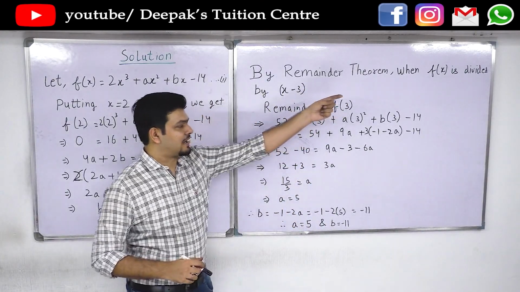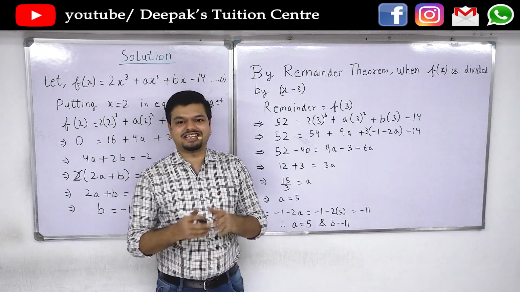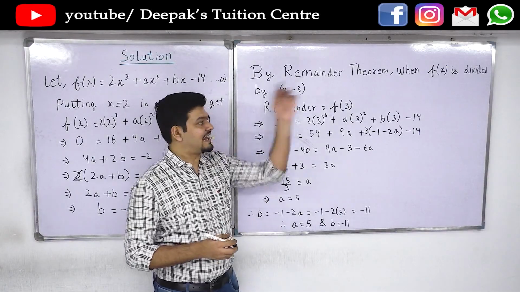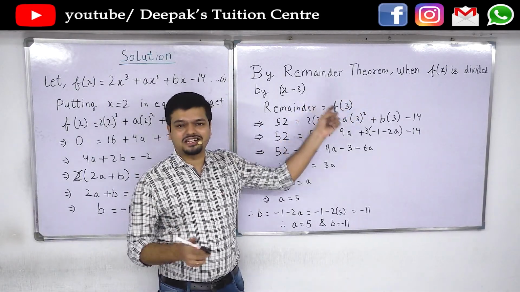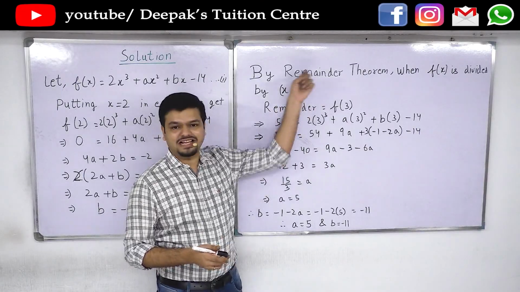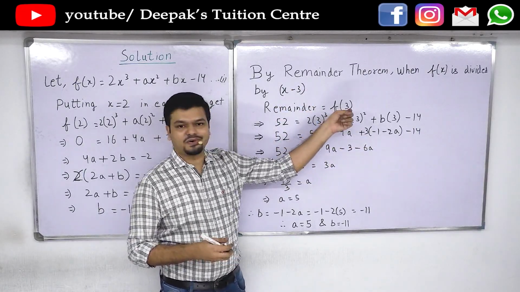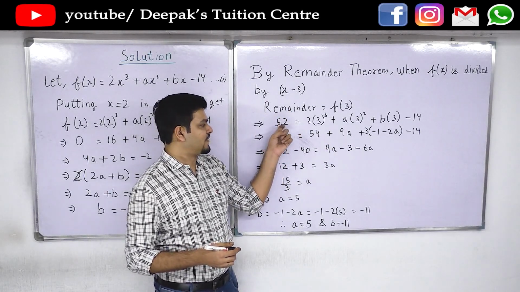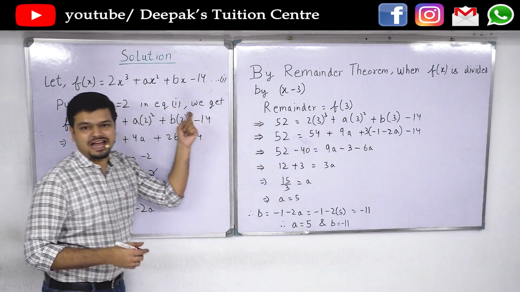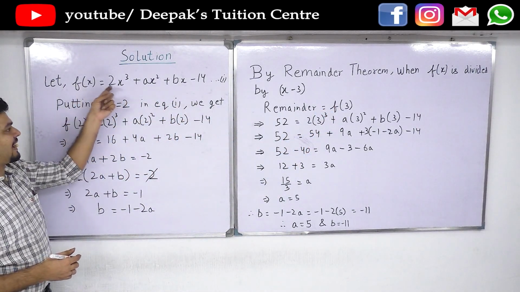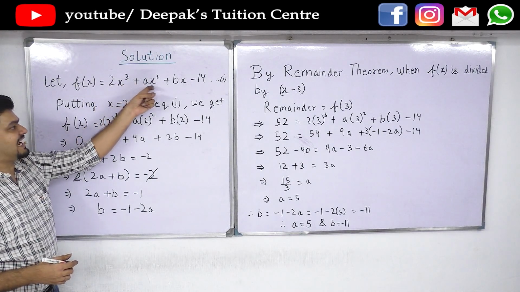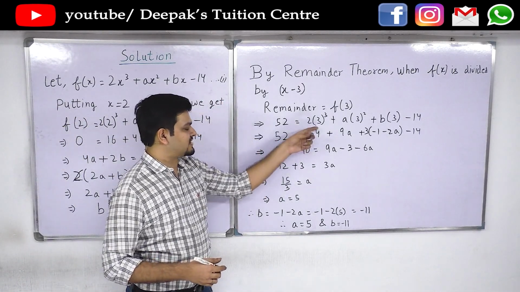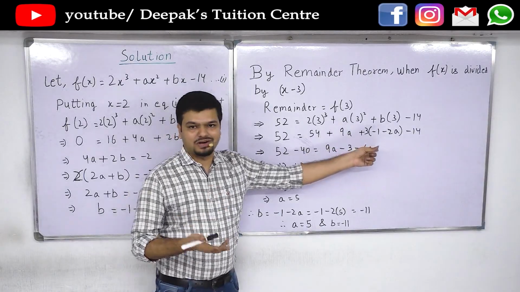So by remainder theorem, the question states that when f(x) is divided by x minus 3, the remainder is 52. But we already know that when f(x) is divided by x minus 3, the remainder should be f(3), where x minus something, that something is the point of matter. So f(3) is equal to 52. So 52 equals, we put 3 everywhere where x exists. So f(3) becomes 2 into 3 cube plus a into 3 square plus b into 3 minus 14. So 52 equals 54 plus 9a plus 3b.